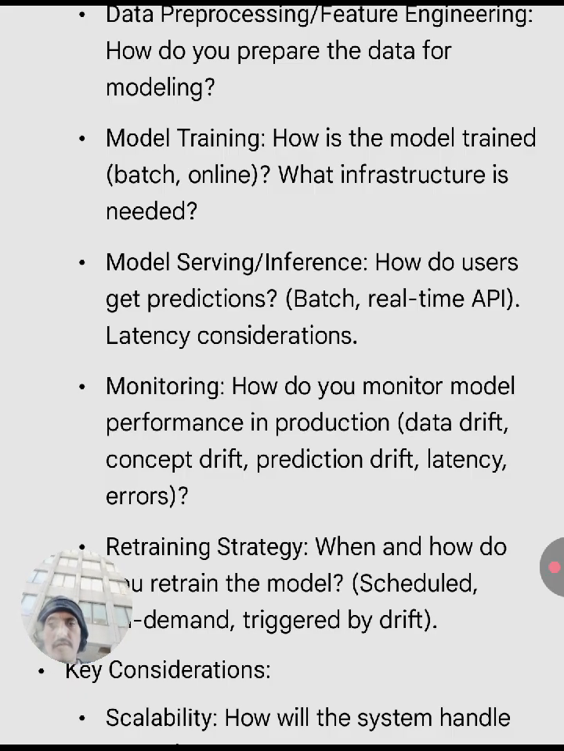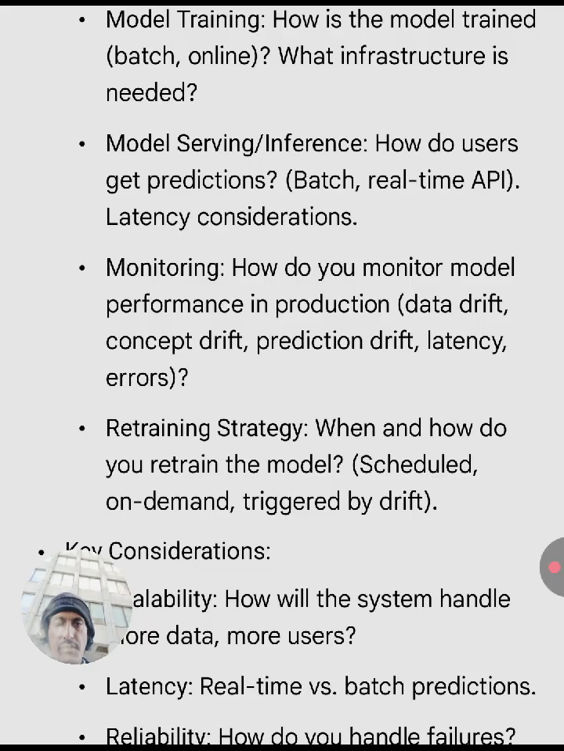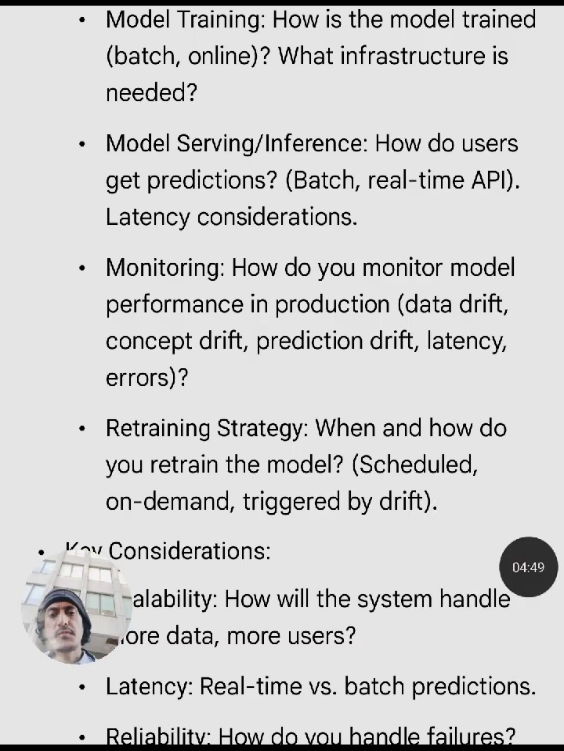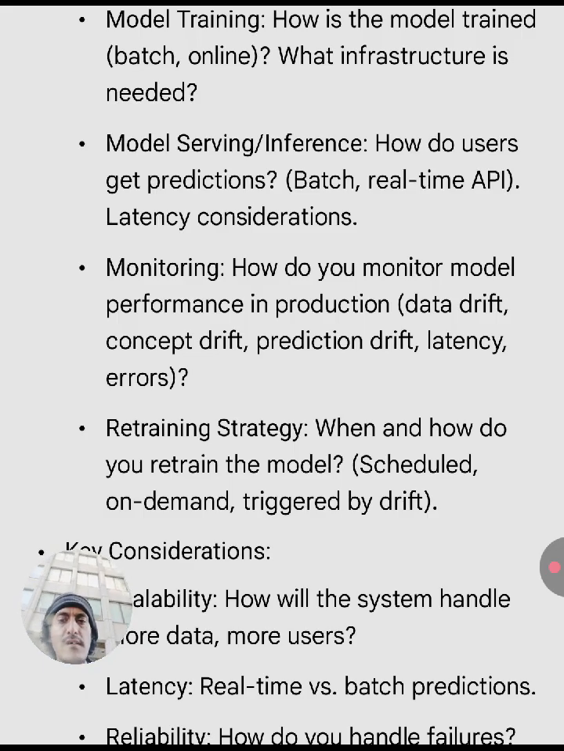Then of course we will need monitoring. How do we monitor the model performance in production? Data drift, concept drift, prediction drift, latency, errors. Then we have the retraining strategy. When and how do we retrain the model? Scheduled, on demand, or triggered by drift.